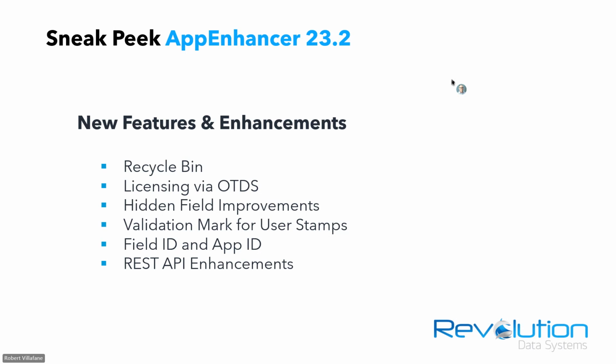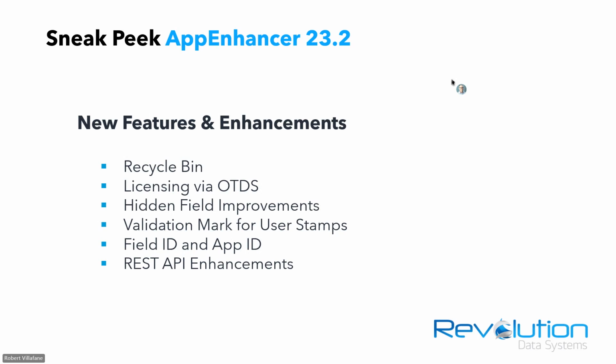And the next enhancement is the licensing via OpenText directory services. So AppEnhancer 23.2 adds support for licensing via OTDS, the OpenText directory services, and SPS. And customers can now deploy OTDS to license AppEnhancer environments, allowing for high availability of licensing services, as well as deployment via containers.